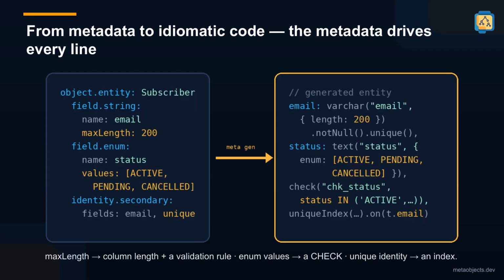Now, 2 of those pieces are really 2 ways to ship the same model. Generate the code, or drive it live. Let's start with generating. From that same model, MetaObjects emits idiomatic code in every language, and every line traces back to the metadata. The field's max length becomes the column length and a validation rule. Your enum values become a database check. The unique identity becomes an index.